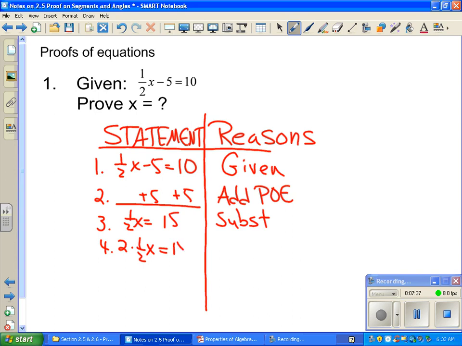Now, notice I'm doing that as a separate step, because I can't write that on top of step 3. It already has a reason. So I have to show a totally separate step to show that multiplying to both sides. And that is the multiplication property of equality. In number 5, these 2's will cancel, so I'll have x equals, and I'm going to multiply this together to get the answer, which is 30.